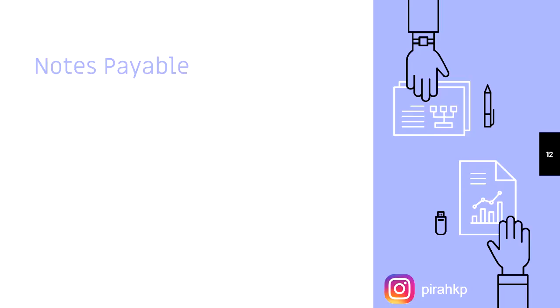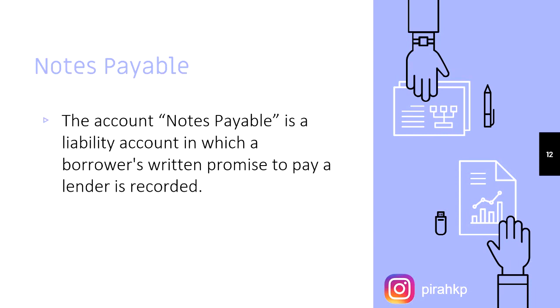First one is notes payable. Alright? The account note payable is a liability account in which a borrower's written promise to pay a lender is recorded. Now we read something about notes receivable. Do you remember that? Yes, written promise. Now over here, business is giving their written promise to someone else that, hey, we will pay you later. You can take this note against it.